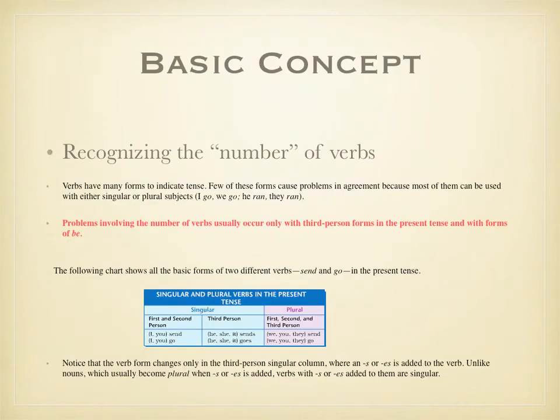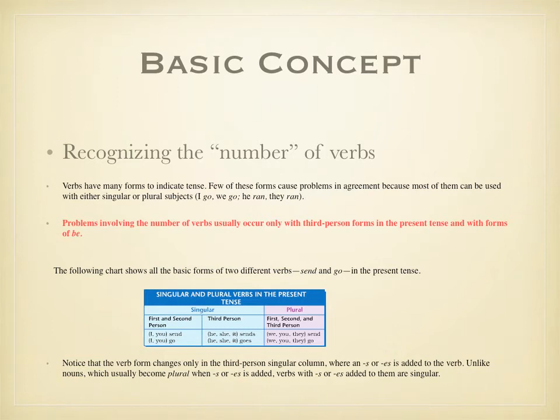The next basic concept is recognizing the number of verbs, and I'm not talking about counting up the number of verbs in a sentence, but the number that the verbs are referring to. So, for example, if I were to say, I go, we know the verb is a singular verb. If I say we go, then the verb is plural. Notice in the red it says problems involving the number of verbs usually occur only with third-person forms in the present tense and with forms of to be.